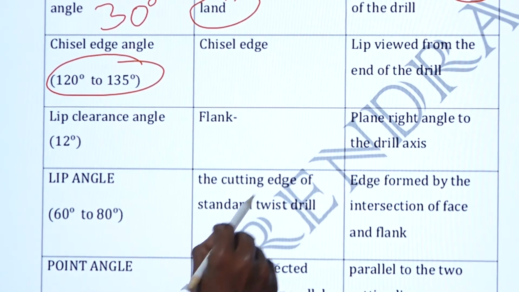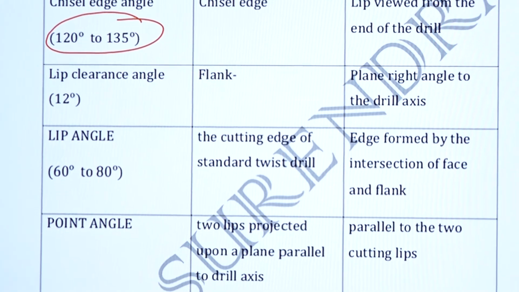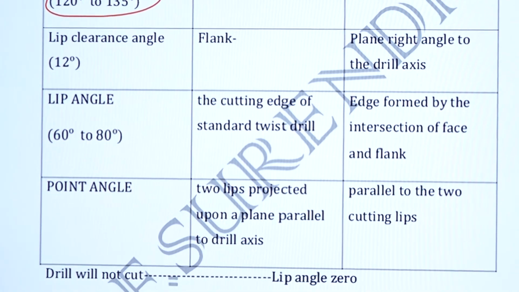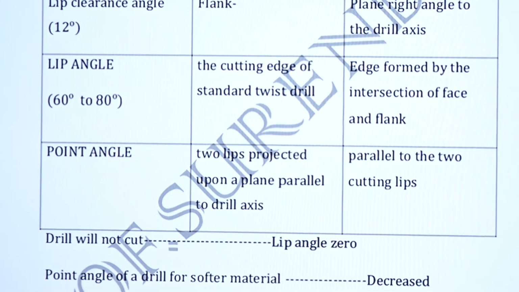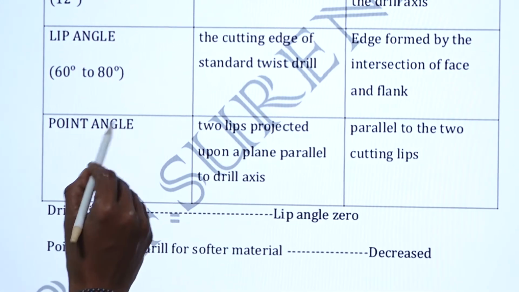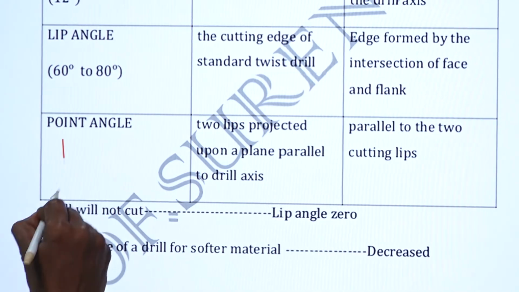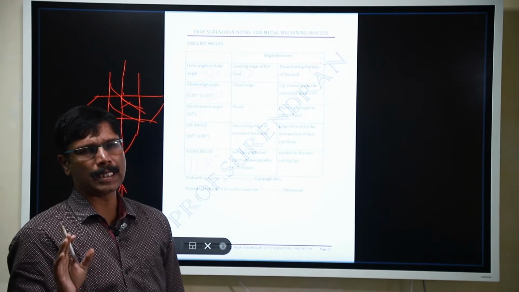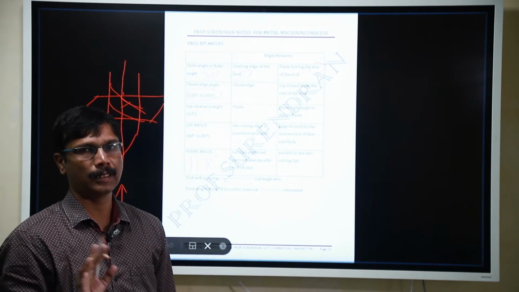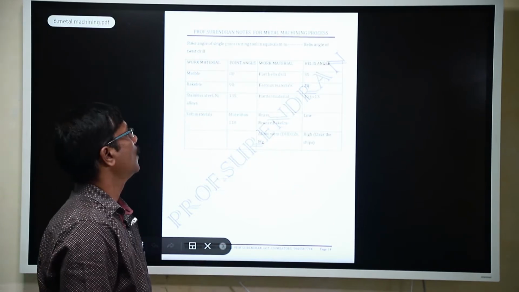It is the cutting edge of the standard twist drill to the top edge, found by the intersection of the flank. Point angle: the two lips are projected upon a plane parallel to the drill axis. It can be called the point angle. Point angle is usually 118 degrees. So when the lip angle is 0, what happens? The drill will not cut.